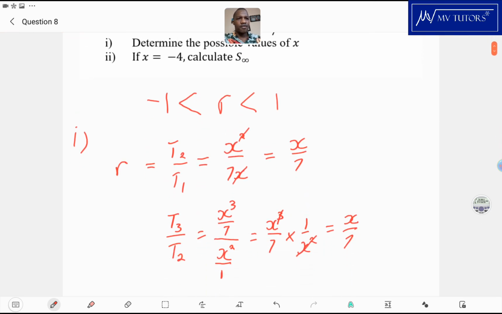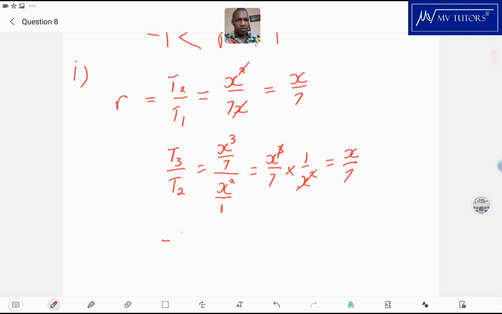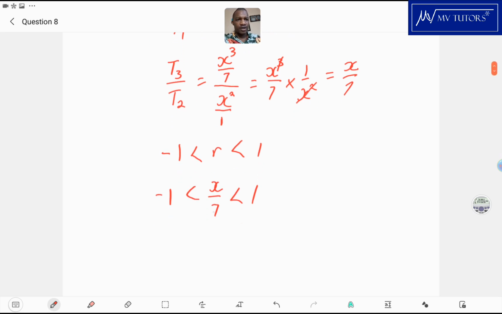They want the possible values of x. Now, we're gonna go back to our convergent condition, and where there's R, we just solved R to be x over 7. So minus 1 is less than x over 7, which is less than 1. If you get rid of this 7, you'll be left with x. If it comes this side, it just becomes 7. If it comes this side, it's minus 7. Multiply this side. So that answers our question.